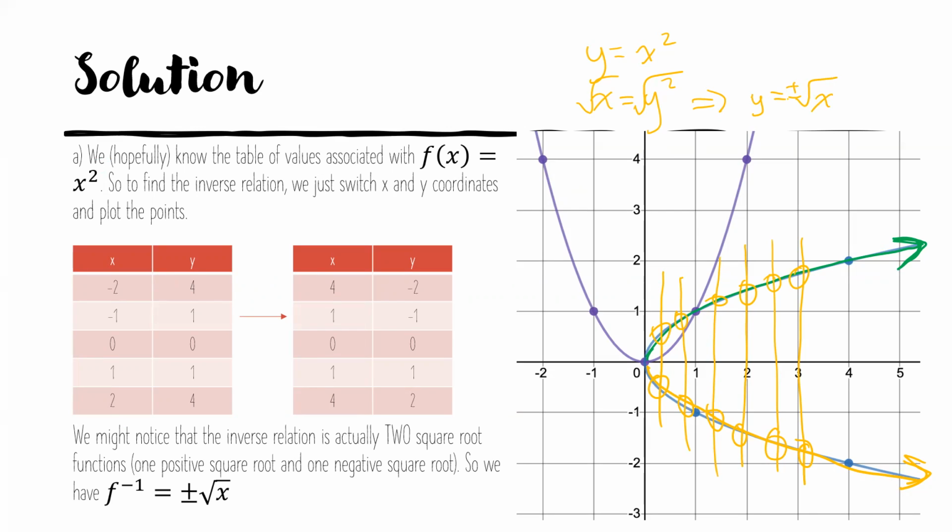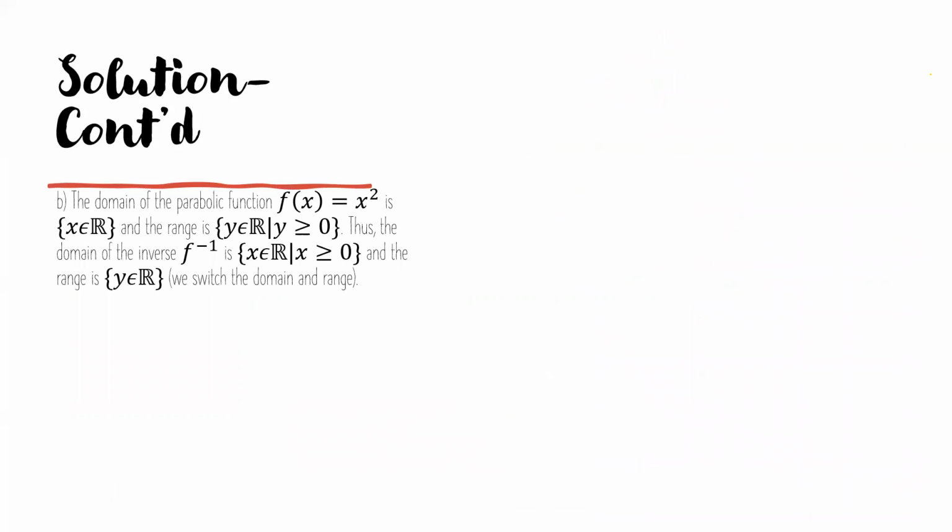And remember, I write plus or minus. And then all I have to do now is simply write this as f inverse is equal to plus or minus the square root of x. So that is our inverse relation there. So we notice that it is a relation, but it's definitely not a function.